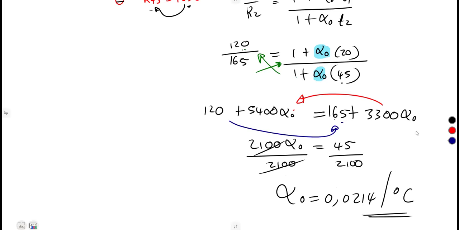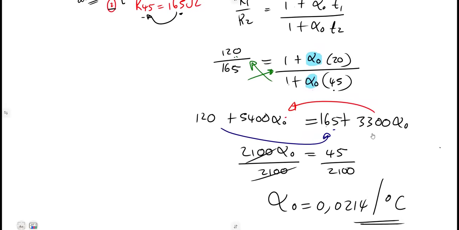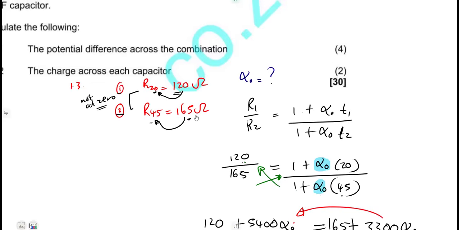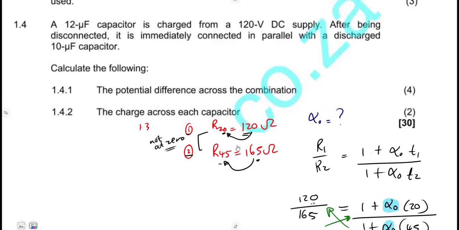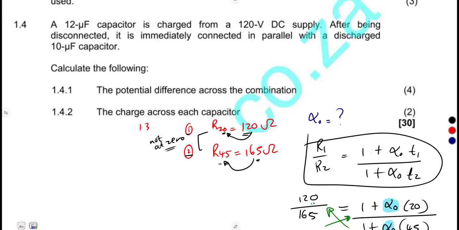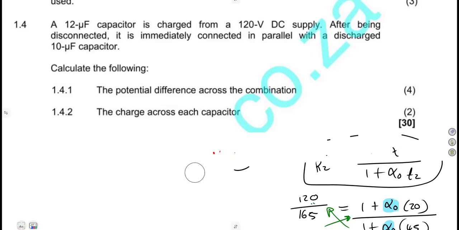So that's how you can play around with this type of question when the resistances are given at other temperatures, but the temperature coefficient of resistance you need is at what? At 0. This is the formula that can unite them at 0. That's how you play around with this type of question.